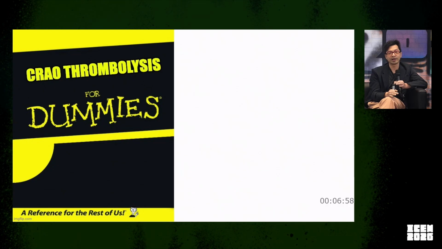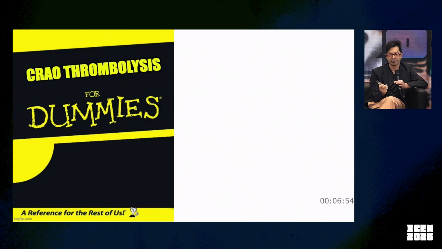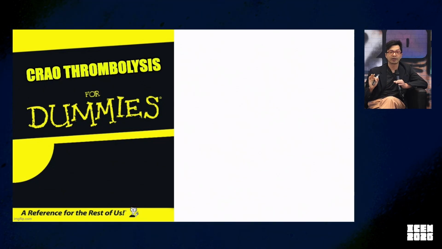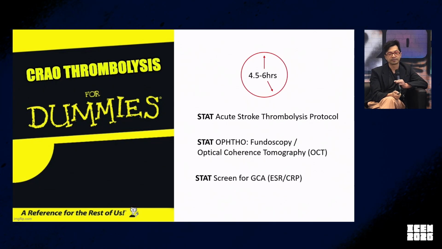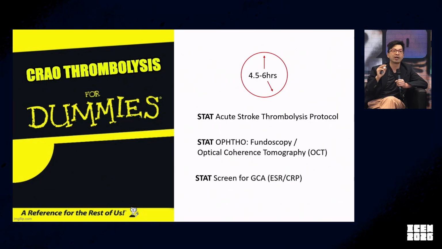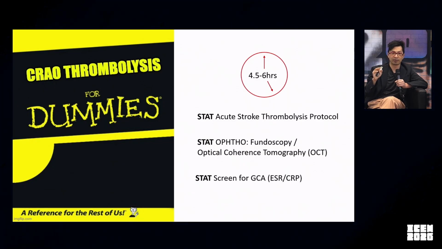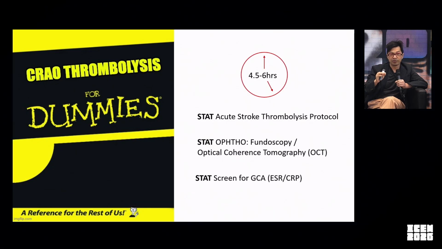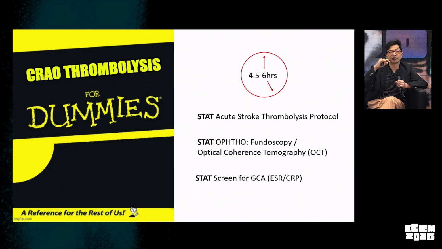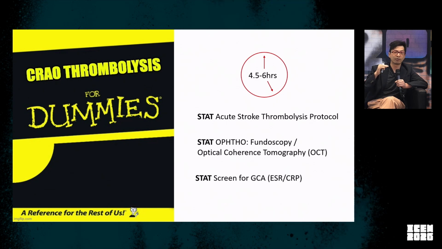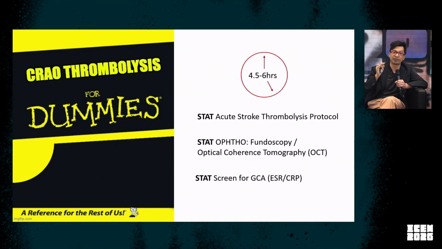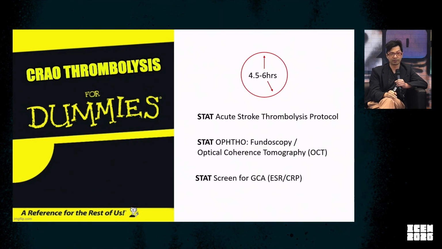So here's my little textbook here, or one-pager on CRAO thrombolysis for dummies, okay? This is a lot like thrombolysis for acute stroke. Number one thing, time. So in the studies that have been done, we're looking at a time frame of 4.5 to 6 hours. If the patient arrives to you in under 4.5 hours, you can consider IV thrombolysis. If they are already past 4.5 and they're under 6, there may be a utility of intraarterial thrombolysis.